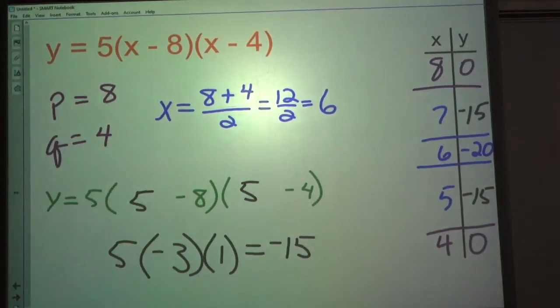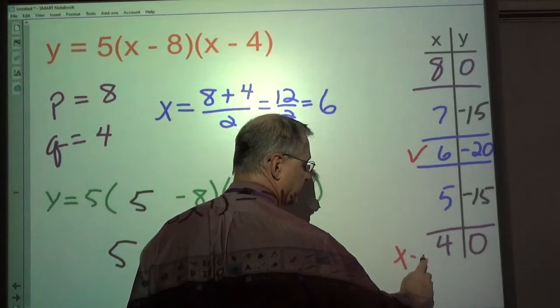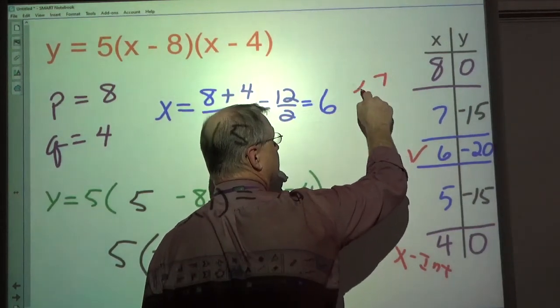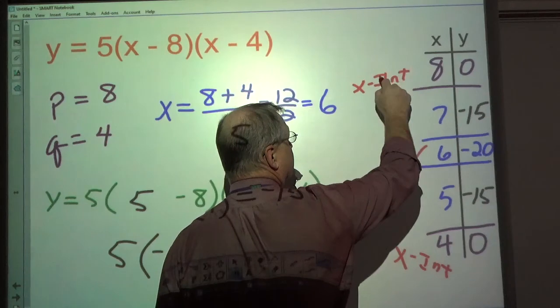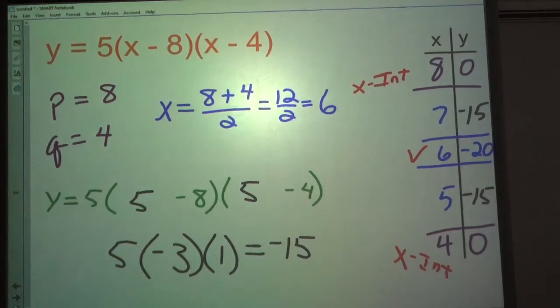There you have it, folks. That's the entire lesson on finding the vertex. Of course, in this case, this is our vertex. This is our x-intercept, and another x-intercept. And that's how you could graph it. Just plot those points and graph it, and there you have it.